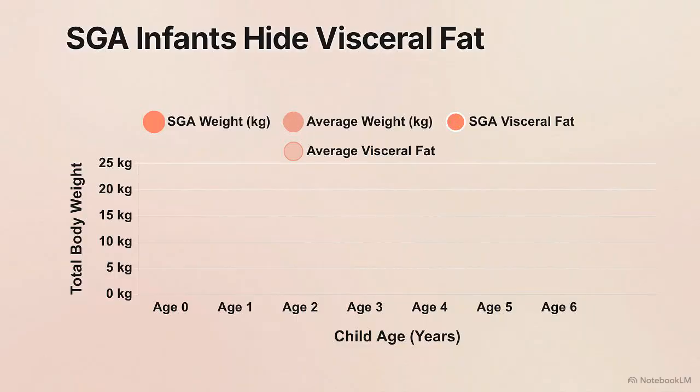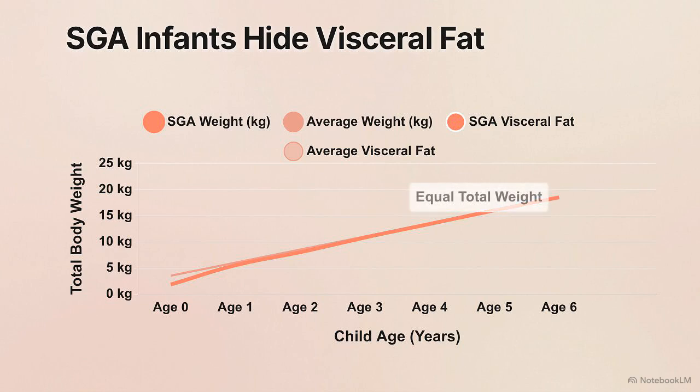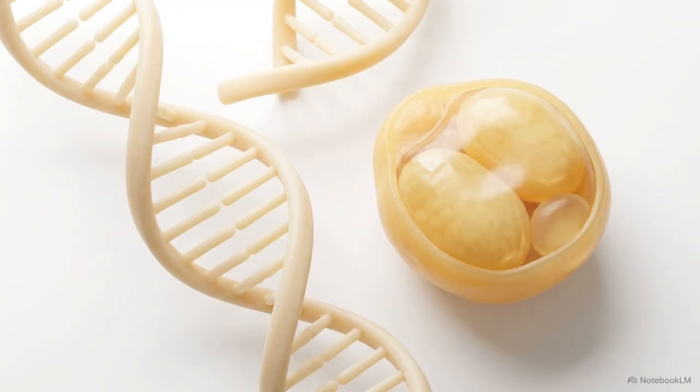Compare growth trajectories of an average weight infant to one small for gestational age. During childhood, these smaller infants undergo catch-up growth, accruing mass to normalize total weight. But by age 6, they possess 50% more visceral fat than peers, despite normal total weight. Beyond early growth, distinct genes dictate how fat is distributed, regardless of total adiposity.